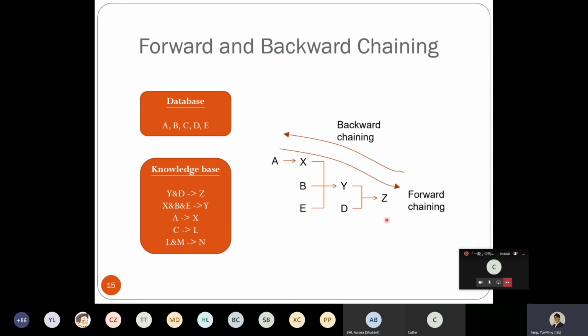But the other way is that if A, B, D, E are true, and you want to prove whether Z is true, then you can come from the backward side. Okay, that is called backward chaining. Okay, I'll show you more examples later.